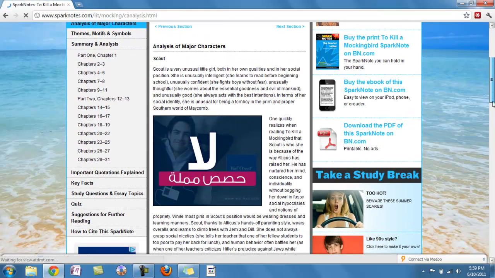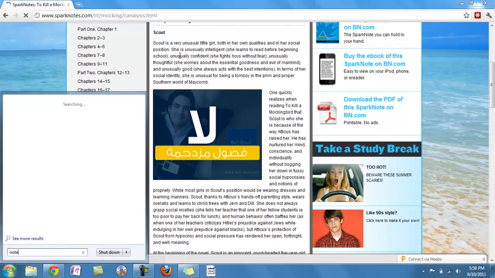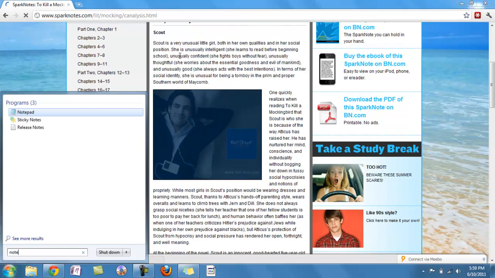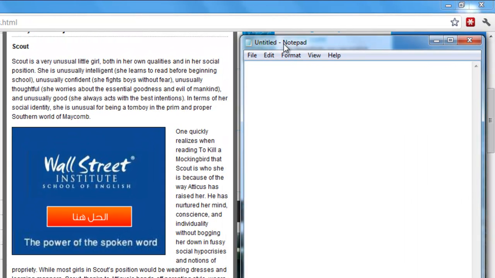Okay, so this is one character. Her name is Scout. Let's see if we can get Notepad up. She's very unusual, both in her own qualities and in her social position. Okay, she's unusually intelligent. She learns to read before beginning school.